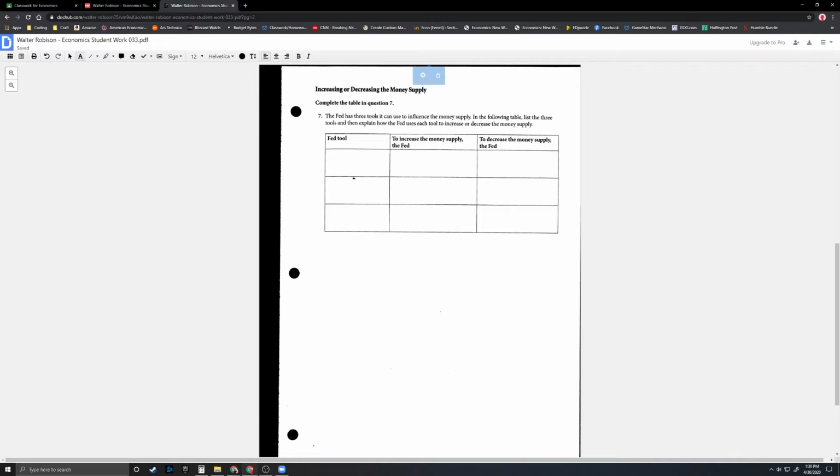All right. The last question here is asking, what are the 3 tools that the Fed can use to influence the money supply? So it says in the following table, list the 3 tools and then explain how the Fed uses each tool to increase or decrease the money supply. All right, so the first thing we have to do is list the tools. And the nice thing is there's only 3. So first is reserve requirement.